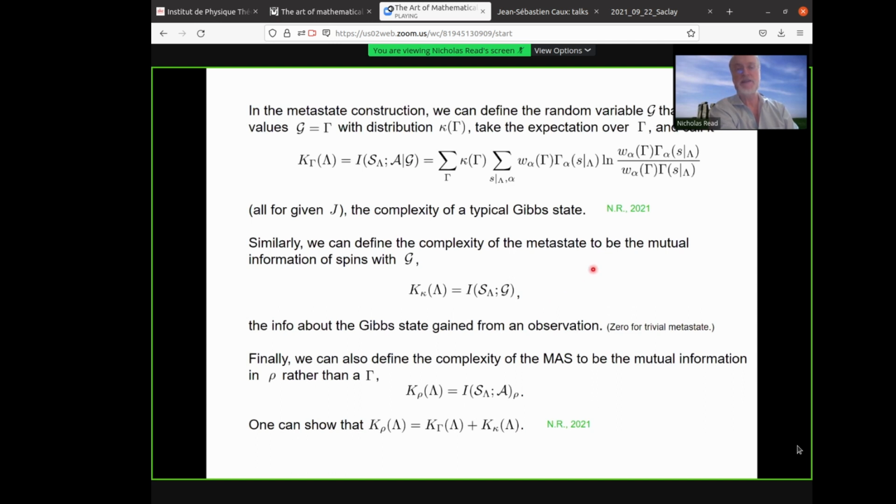And we can also define the complexity of the metastate itself to be simply the mutual information between the spins in lambda and the Gibbs state G. So how much information we get about the Gibbs state, which Gibbs state it is, from observing the spin configuration. We can also define, since the metastate average state rho is a Gibbs state, its complexity like this. And these three quantities are related by this very simple relation, but the last one is the sum of the other two.